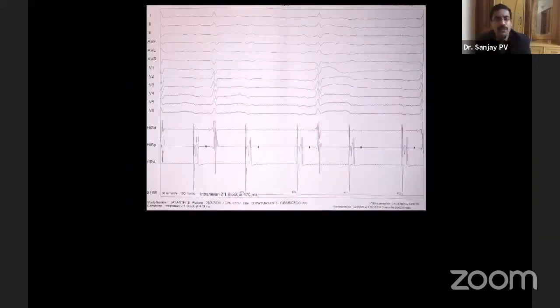When we started pacing her at a rate of 110, you can see the first beat, you are having the A, H, V. I, in fact, darkened out the H so that you can actually make it out. And then the A, H blocks. Then again, you can see the A, H, V. And then there is A, H, but no V. So this is, in fact, a 2:1 infra-Hisian AV block.